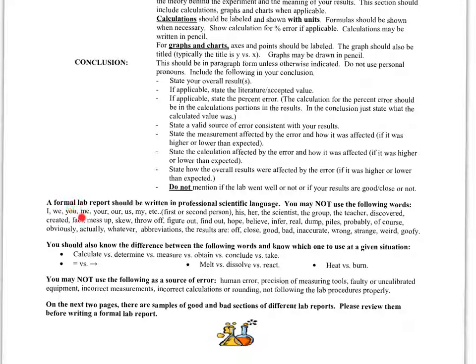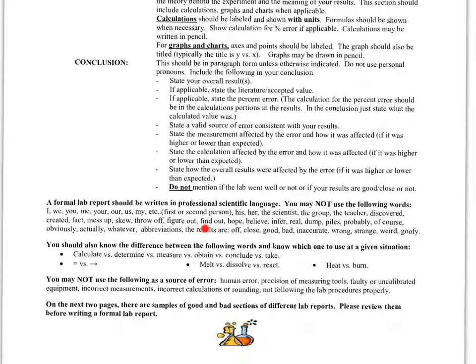You can't say fact. Nothing in life is really a fact. If you say the sun will rise every day, that's not a fact, because in a few million years the sun won't be there anymore. So we are limited to our observations, and so we can't really say that anything is a fact for sure. You can't say mess up. You can't say skew, or throw off, or figure out, or find out. Those are all not professional words.